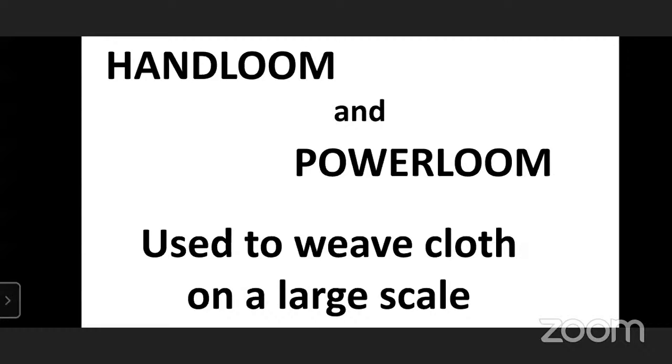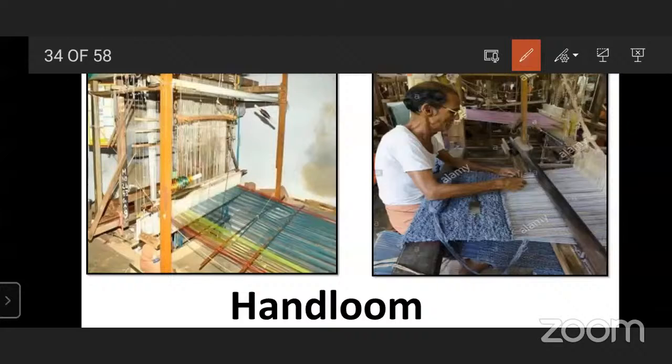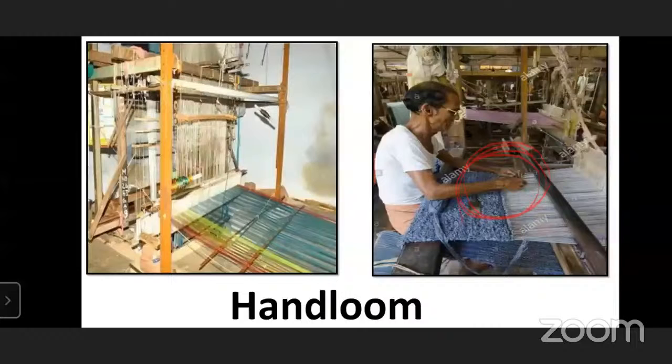The first one is hand loom. In this, you can see this uncle sitting over here, and he is using the hand loom machine. He is using his hands. The name itself tells us: hand loom. Hand means you are using hands and loom is a machine. So hand loom machines are used. You can see it here in this picture also.